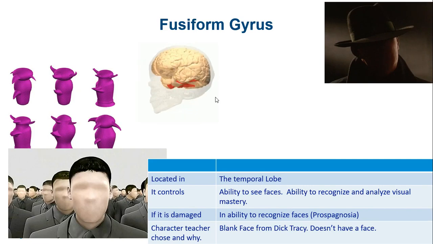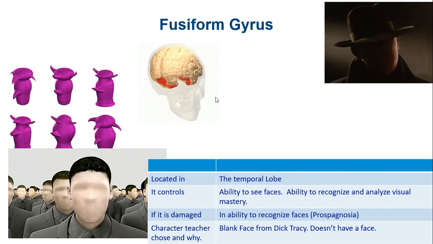If you damage your fusiform gyrus, then you can't see faces anymore. Some people claim that they see a blur or just the different parts of the face incorrectly put together. These people cannot even see their own face in the mirror. Now, they can recognize you other ways. They can recognize your voice or how you walk or how you dress, maybe even your hairstyle, but they can't see your face.